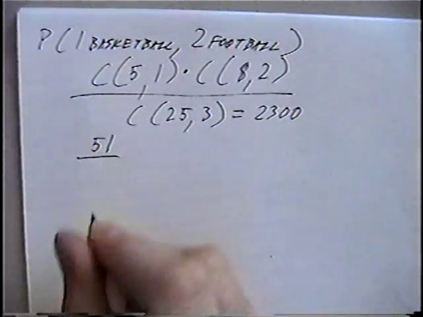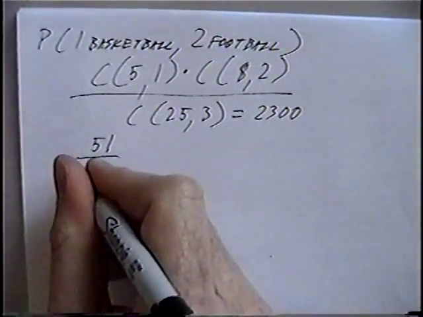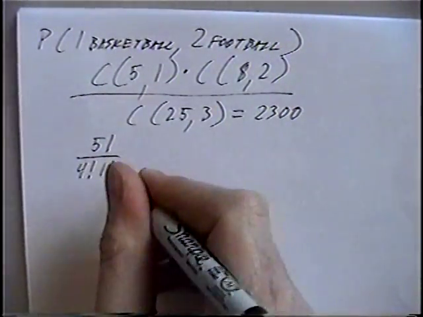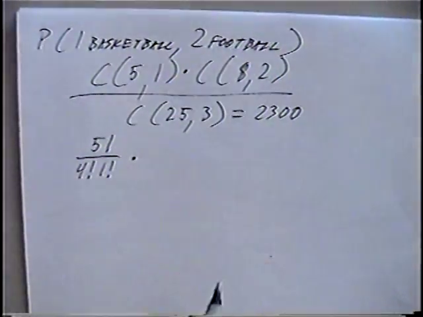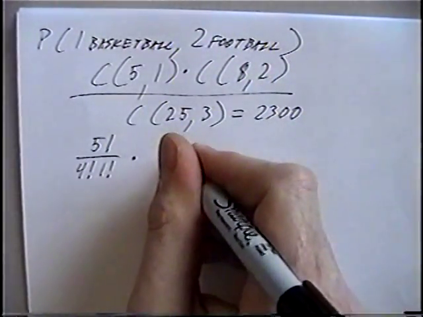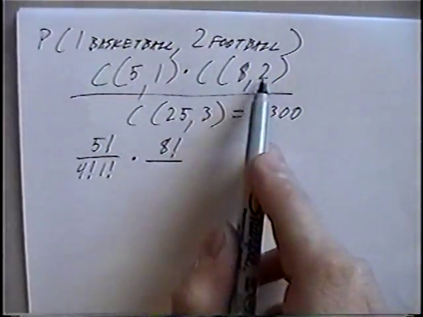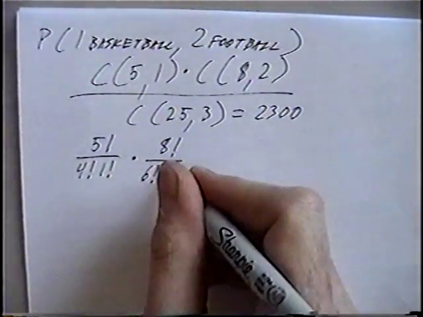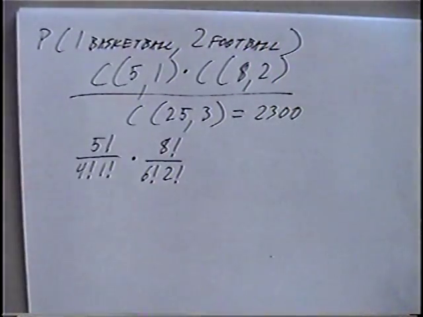That would be 5 factorial, divided by 5 minus 1, which is 4 factorial, and 1 factorial. And then we're going to multiply that by 8 comma 2, which would be 8 factorial, divided by 8 minus 2, which is 6 factorial, and the last number, which is 2 factorial.